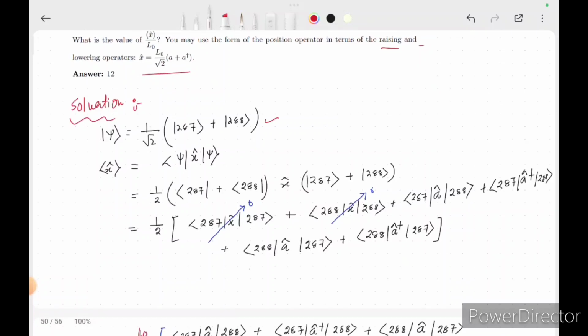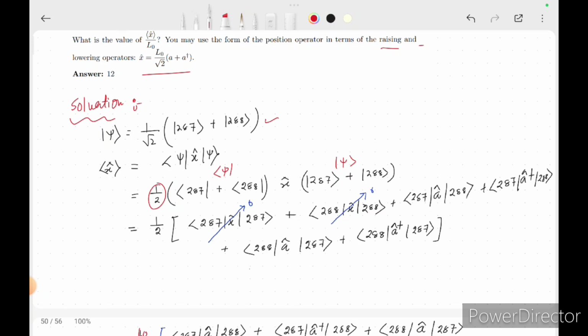So this is the given state. Now we try to find the expectation value of x, which is equal to bra psi x cap ket psi. So we just rearrange this. The half basically comes from 1 by root 2 into 1 by root 2. So that is equal to the bra of the other state times x cap times the ket of another state. This is actually the complex conjugate of the psi ket state, and this is the ket psi state. So after rearranging all the terms, we get these six terms.